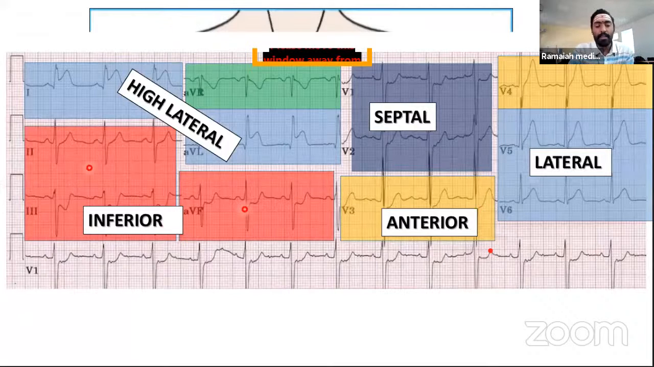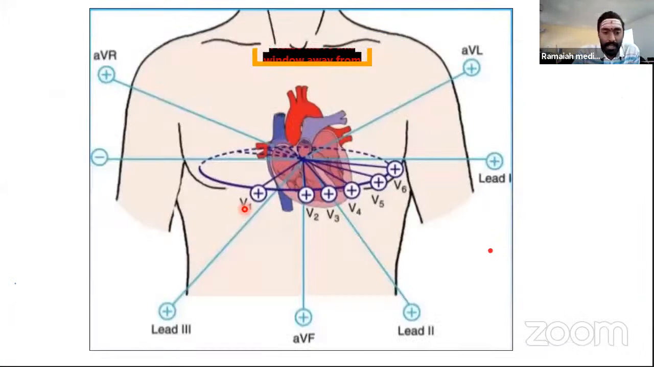So leads 2, 3 and AVF. We have 3 leads here, which are 2, 3 and AVF. These are called the inferior leads because they see the heart from the inferior surface. Here we have 4 leads: AVL, lead 1, V5 and V6. This is called the lateral wall of the heart. So these leads represent the lateral wall. And lead AVR looks at the right-sided activity. Also to some extent we can use V1 and V2 to look at the right-sided activity. V3, V4 are anterior leads. V5, V6 are exactly lateral leads.